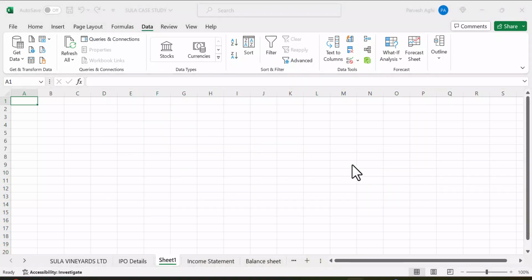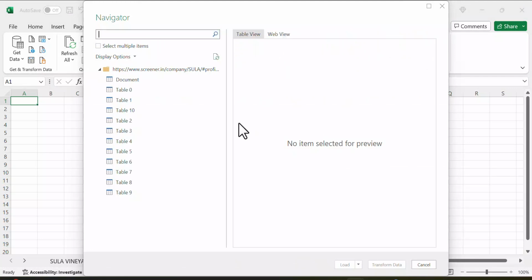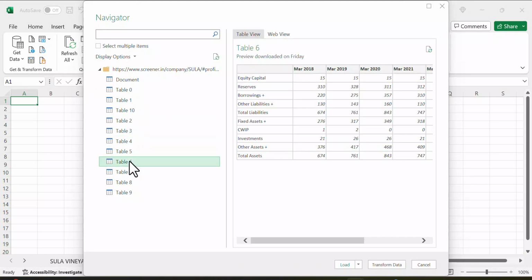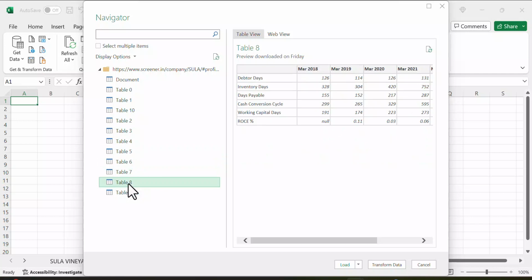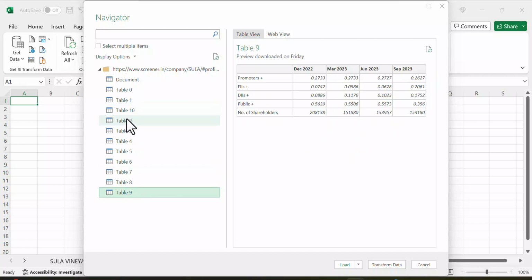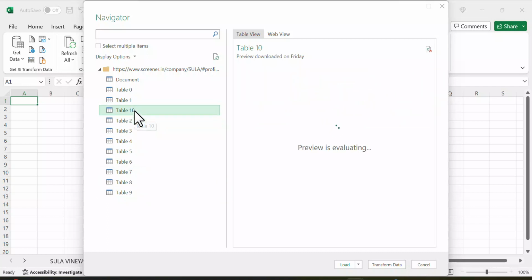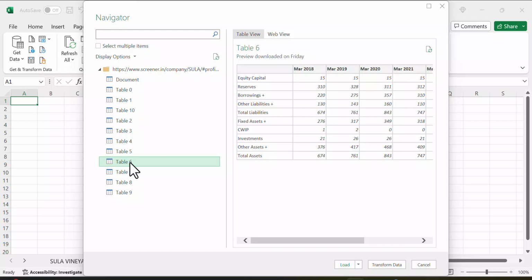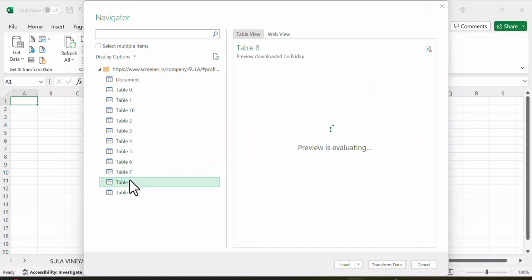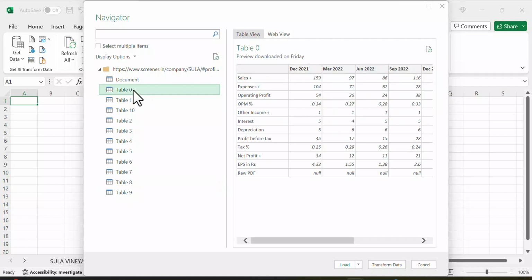Okay, so it is going to pull the data from the screener and it'll show you so many tables. So go for the right table. Table number 6 is balance sheet. Table number 5 is equity. So I think table number 0 is the relevant one we are looking for. Once you have got this table, say load. Just load it.